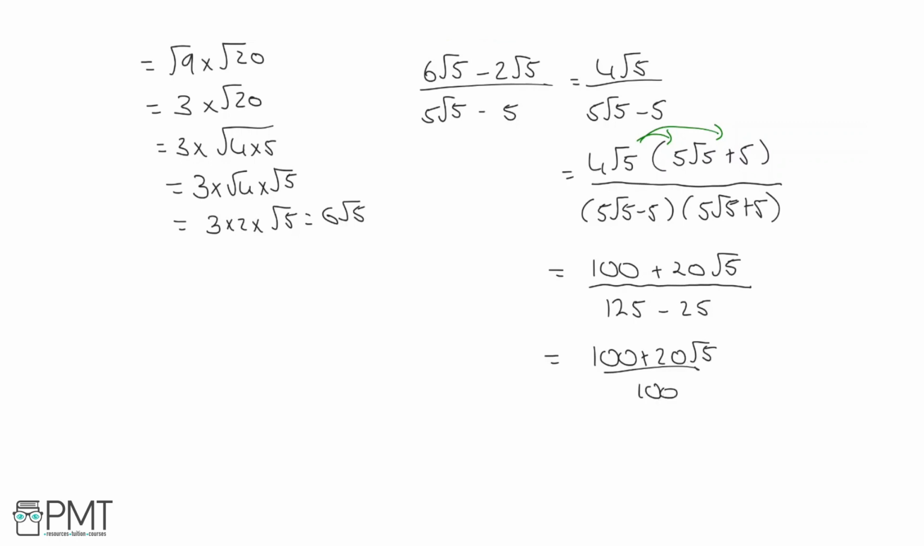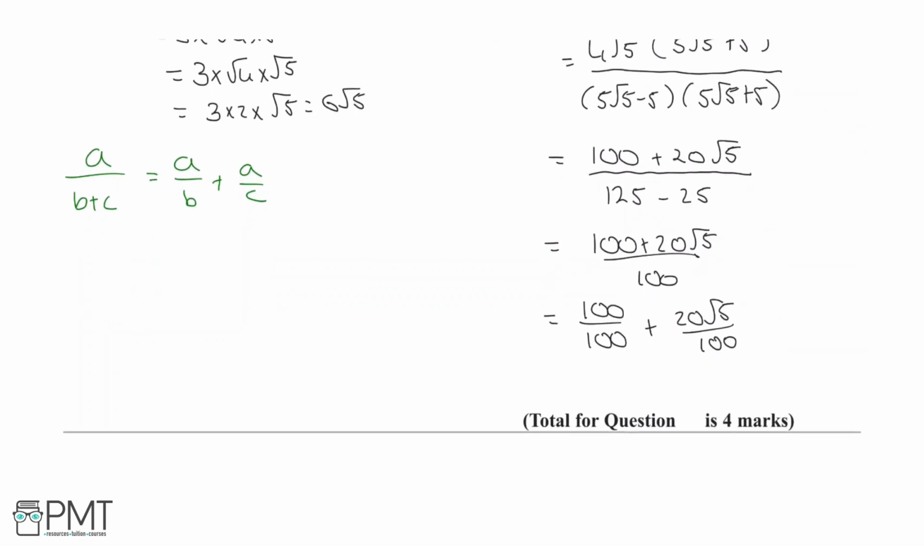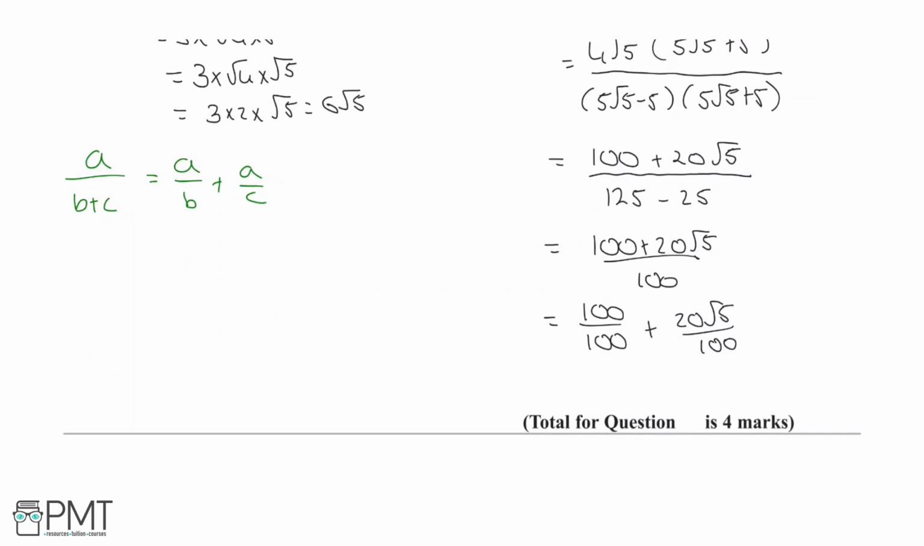Now we're going to use another rule: if we have a plus b over c, this equals a over c plus b over c. So we split this fraction up into 100 over 100 plus 20 root 5 over 100. 100 over 100 simplifies to 1. 20 over 100, you've got this factor of 10 here, so you end up with 2 over 10, which is a fifth, times root 5. So we have plus root 5 over 5.